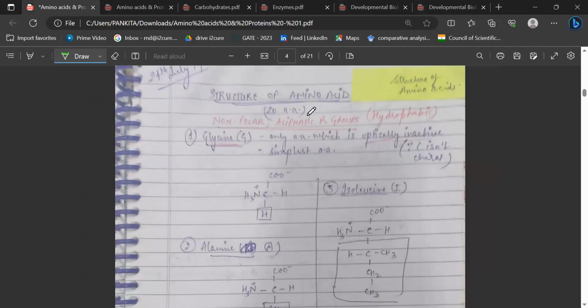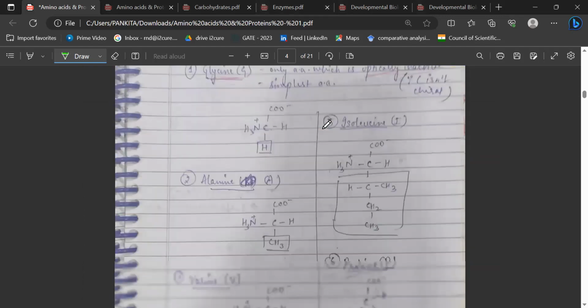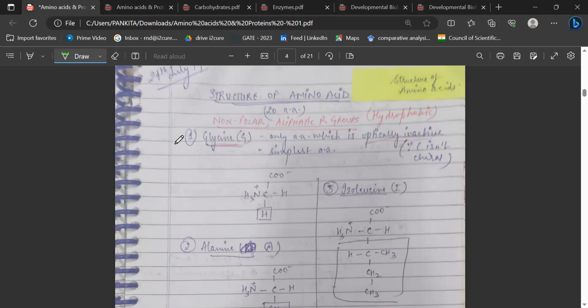Coming on to the structures of amino acids, the non-polar aliphatic R groups, basically hydrophobic amino acids. The structures of those are given here. First one is glycine. Glycine is represented by G, and the structure is this. It's the only amino acid which is optically inactive, and it's the simplest kind of amino acid. Optically inactive means that the carbon atom in glycine is not a chiral carbon atom. That means that it is not an asymmetric carbon atom, because 2 similar H groups are attached to the carbon atom present on glycine.